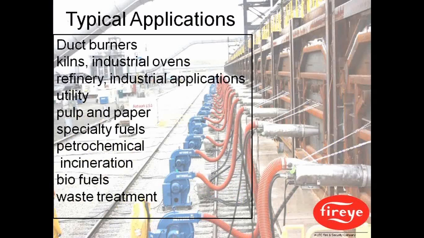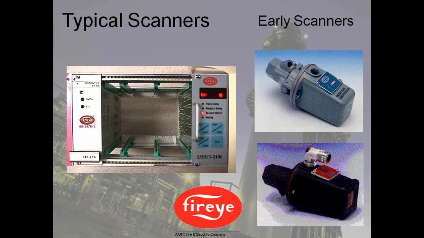Typical applications would include utility power generation, where we normally would see pulverized coal with either gas or oil igniters, pulp and paper applications, petrochemical refinery type applications, incineration, biofuels and waste treatment, as well as duct burners, kilns, and industrial ovens.